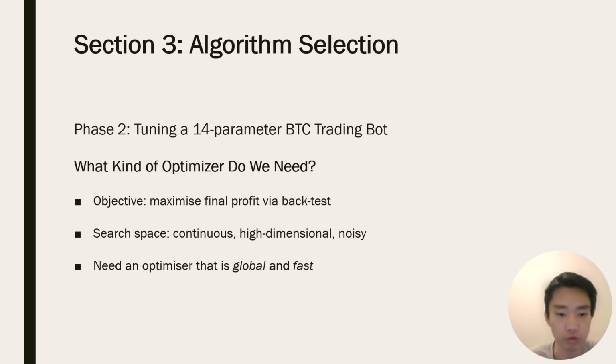Picking up from Joe's board design section, our robot has 14 parameters, and these 14 parameters are continuous. The search space is rugged. Every time we test a parameter set, we need to replay years of Bitcoin prices. So we want the optimizer to search the whole space and also finish quickly. With that in mind, here's how we set our selection criteria.